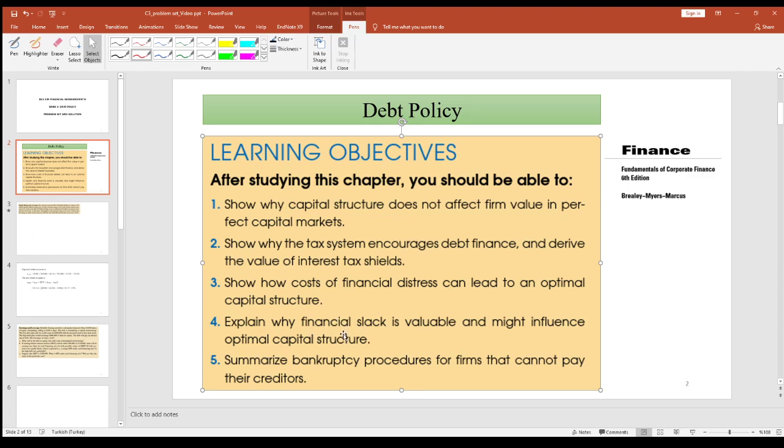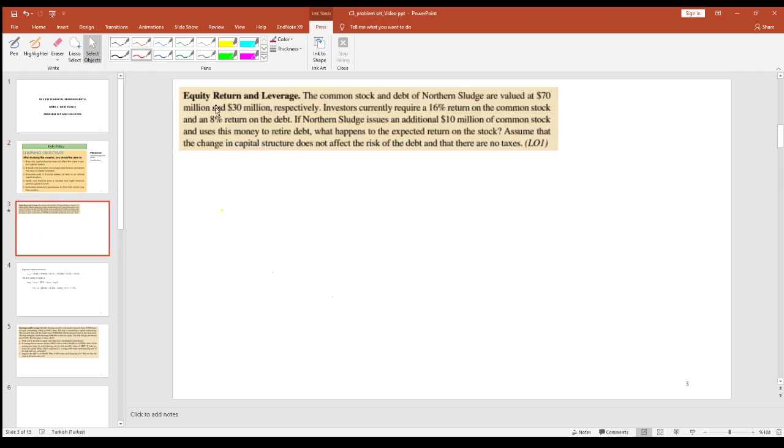The fourth learning objective was about the financial hierarchy theory, or in other words, the pecking order theory. We discussed this theory and mentioned that firms have certain preferences over alternative financing tools. The last objective was about the bankruptcy process. We mentioned a little bit what kind of process we have in case of bankruptcy. So we selected four problems for this chapter. Let me start with the first one.